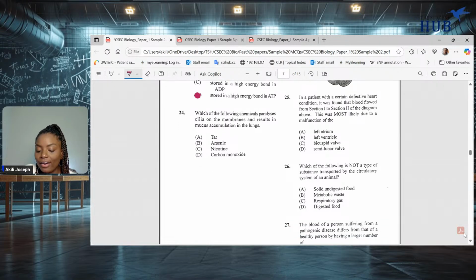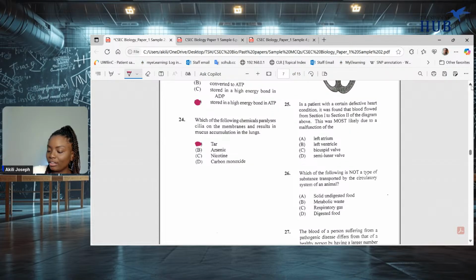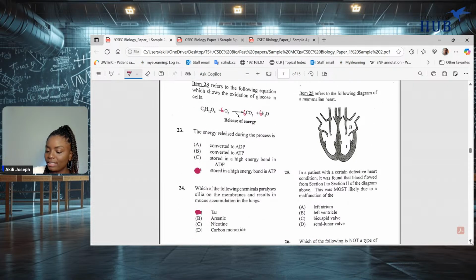Which of the following chemicals paralyzes cilia on the membranes and results in mucus accumulation in the lungs? Is it going to be tar, arsenic, nicotine, or carbon monoxide? It's going to be tar, right? You do get different versions of this question with different impacts of the components of cigarette smoke. Tar is sticky and it does paralyze the cilia that are supposed to waft the mucus, which may have dirt and bacteria, up the respiratory tract and down the esophagus. But because the tar is present, the cilia cannot move and therefore you have the accumulation of that excess mucus.